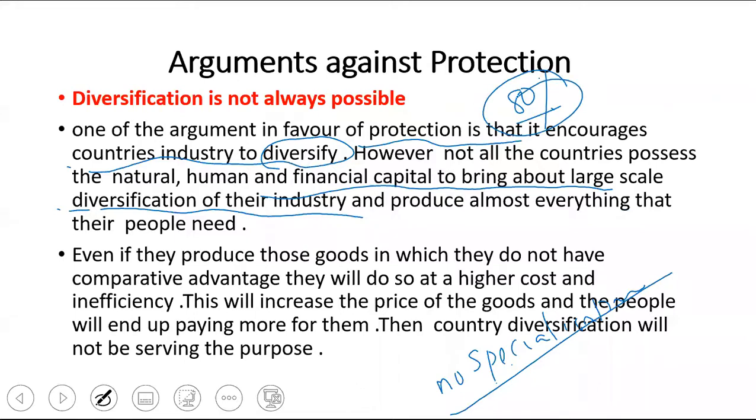But India's one issue with labor is what? Wages are high, because we are not specialized. When there is specialization, the price will automatically come down. Please remember, even if they produce those goods in which they do not have comparative advantage, they will do it at a higher cost and inefficiency. Look at this point: when you produce every item, cost will be high and you will be inefficient.